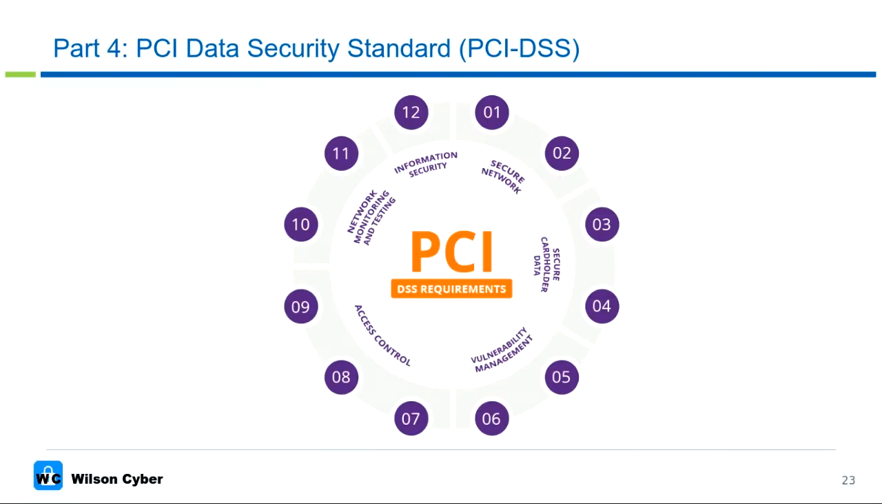Next, we'll talk about the PCI data security standard. Here we have 12 requirements. Those 12 requirements are organized into 6 different areas. The first area is secure network. The second area is secure data. Third area, vulnerability management. Fourth area, access control. Fifth area is monitoring and testing. And the sixth area is information security policy.